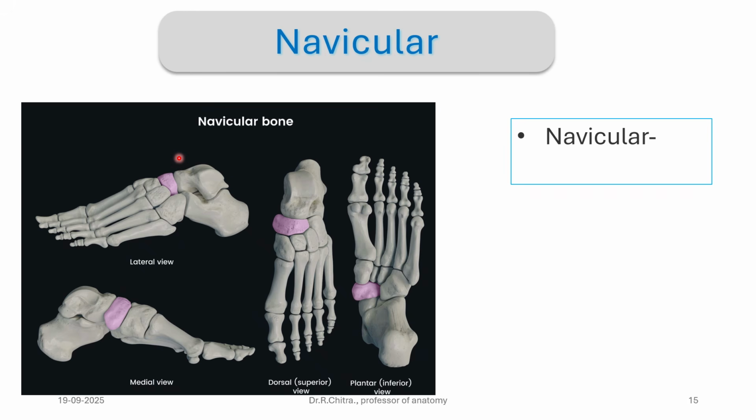So now the navicular, an intermediate tarsal bone. What is its shape? Navicular means boat shaped. So what are its articulations? You can suggest now. In front it articulates with three cuneiform bones. Behind it articulates with the head of the talus. The medial surface has the navicular tuberosity. The lateral surface is articulating with the cuboid bone.